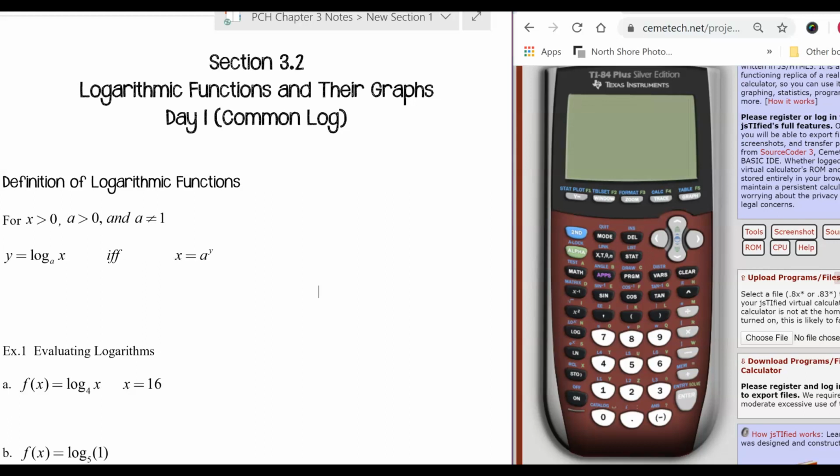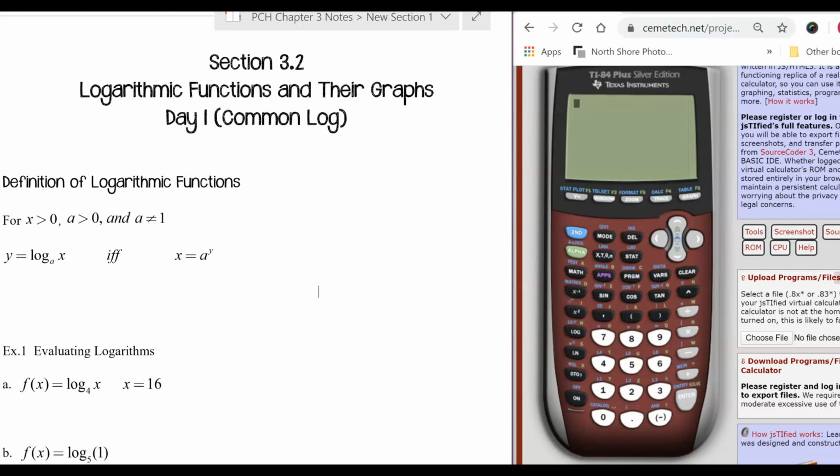This is Mr. Martin. This video is covering section 3.2. We're going to be looking at logarithmic functions and their graphs for Precalculus Honors. So let's take a look at the definition of a logarithmic function.